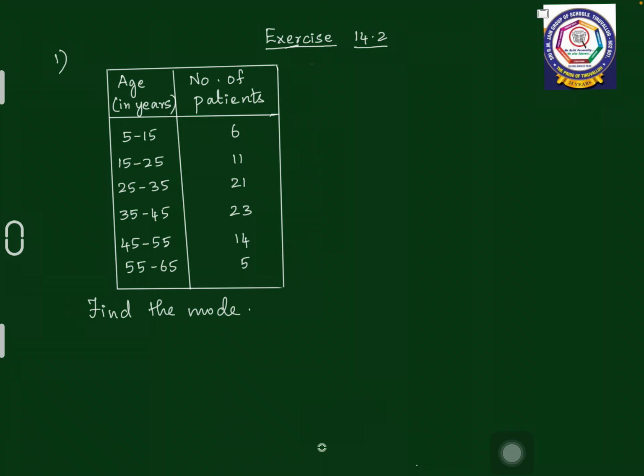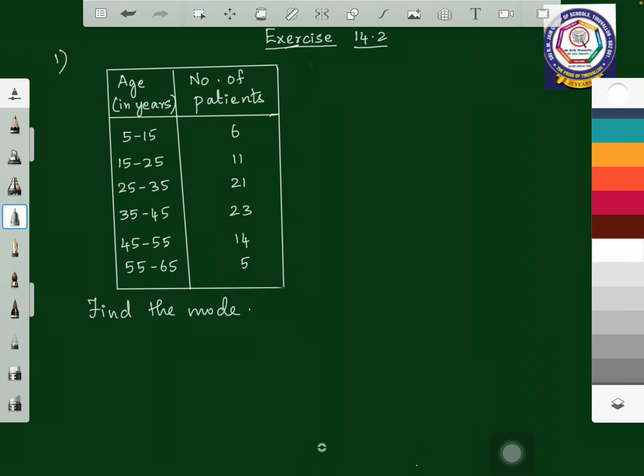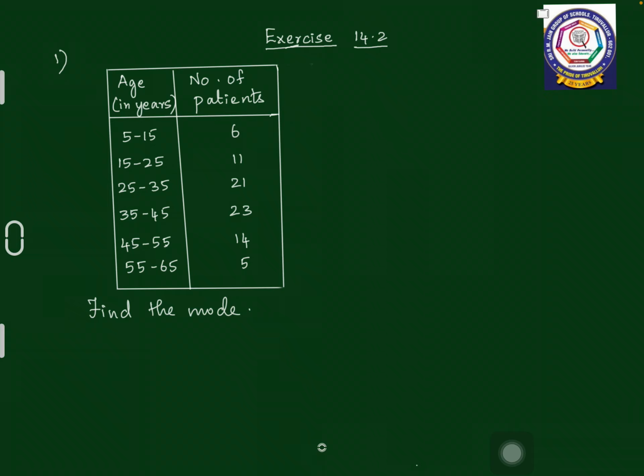Before starting the mode or mean or median, always check whether the class intervals are continuous. How to check that? The upper limit of the first class interval will be the lower limit of the second: 15 and 15, 25 and 25, 35 and 35, 45 and 45, 55 and 55. So the class intervals are continuous and the class size is the same.